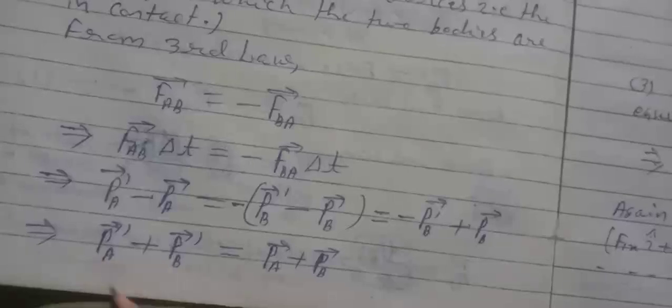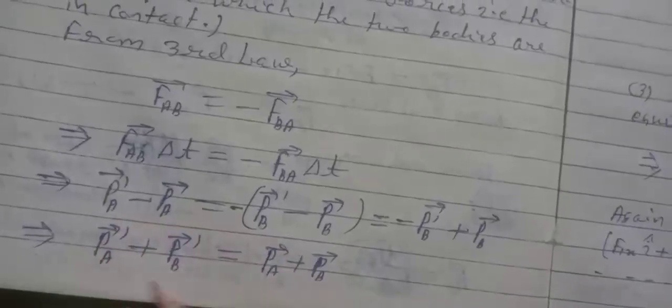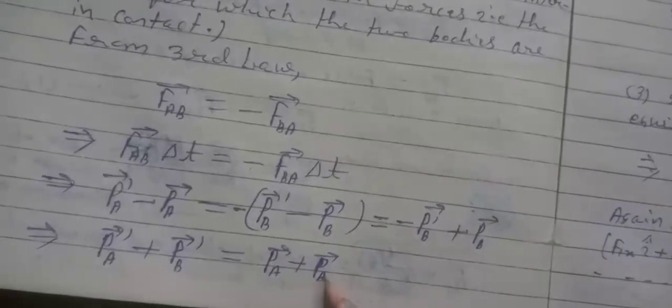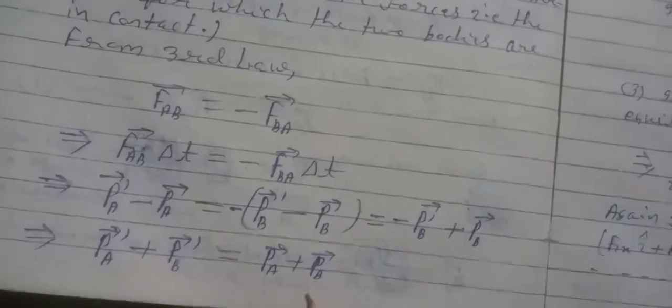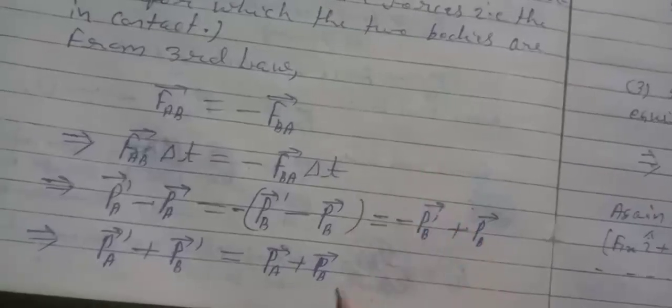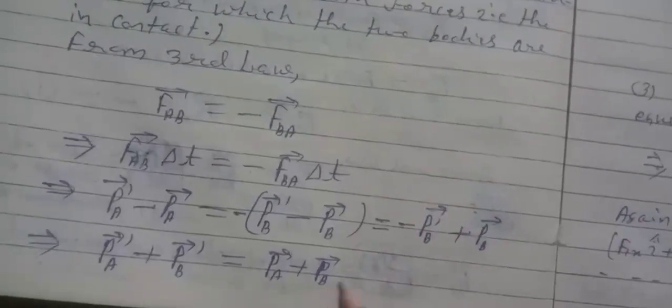This term represents the final momentum of the system, and this term represents the initial momentum of the system. So we have the final momentum of the system equals the initial momentum of the system. This is the theoretical proof of conservation of momentum, which shows that the total final momentum of an isolated system equals its initial momentum.